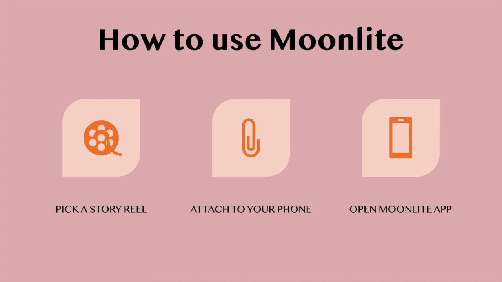How to use the Moonlight is very simple. You will pick a story reel, attach it to your phone, so the projector piece will go over your flashlight on your phone, and then you'll open the Moonlight app and enjoy your story.